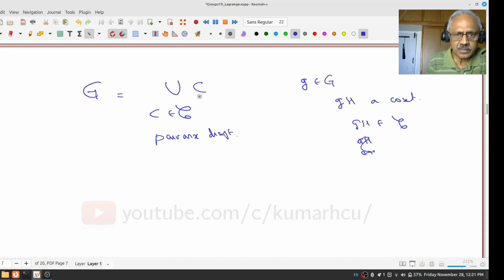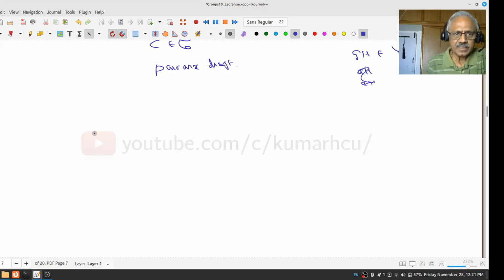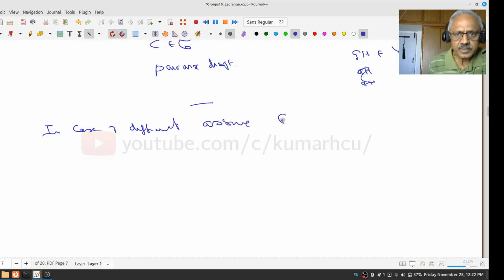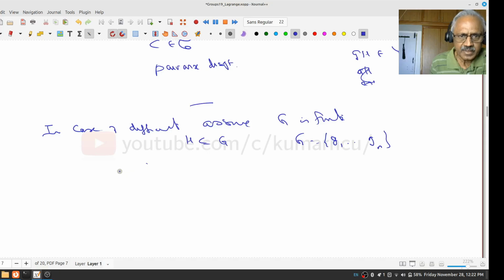That is because given any two distinct cosets, their intersection is empty. Please understand. Again, if you have difficulty, let me just look at a special case. In case of difficulty, assume G is finite. Therefore H is also finite, and the number of cosets will be what? Suppose my G is g1 to gn, identity will be here. Don't worry. What are all the cosets? gH.